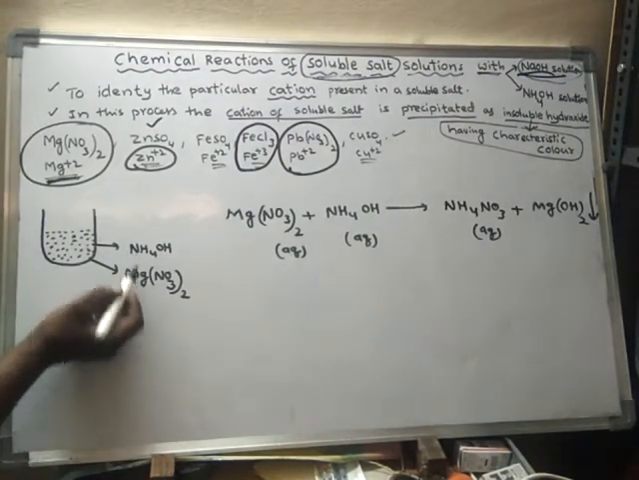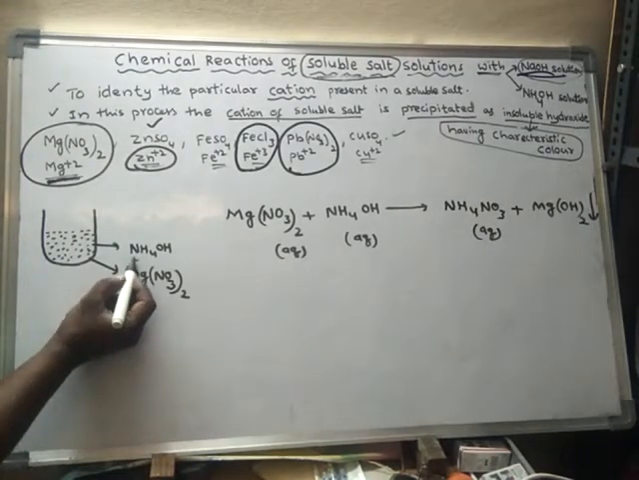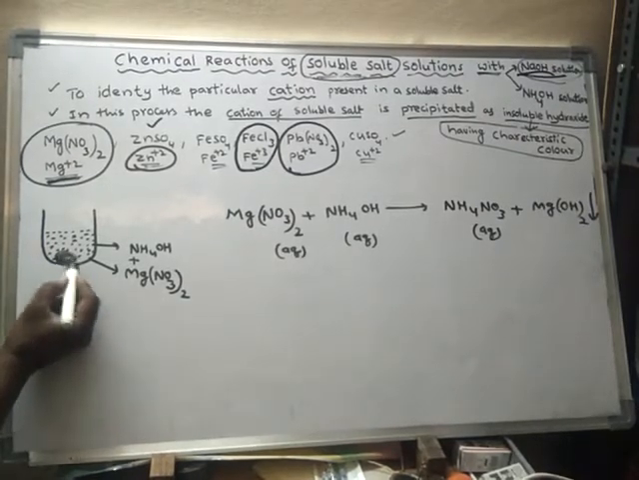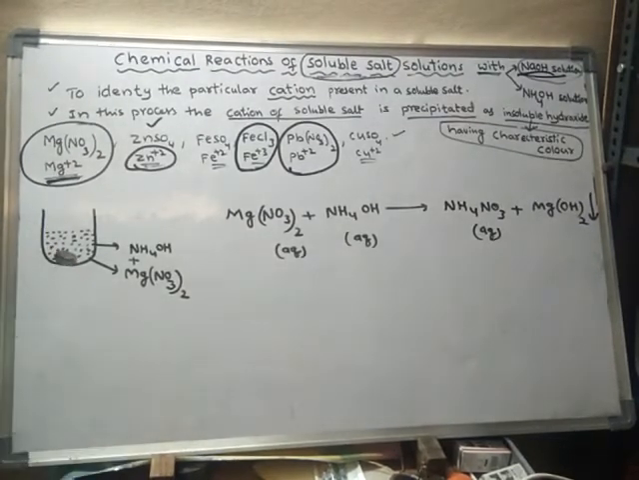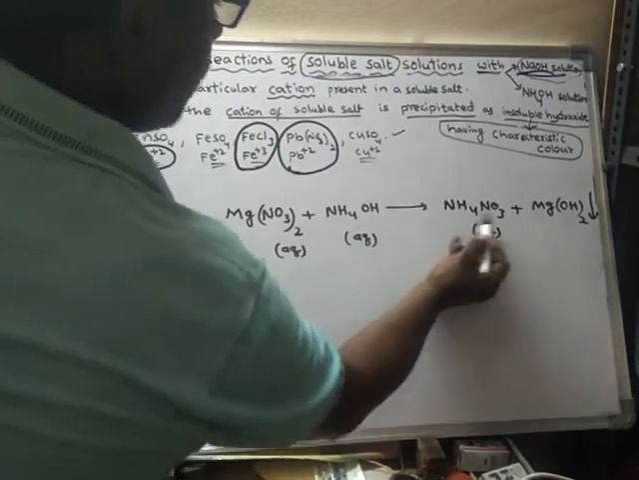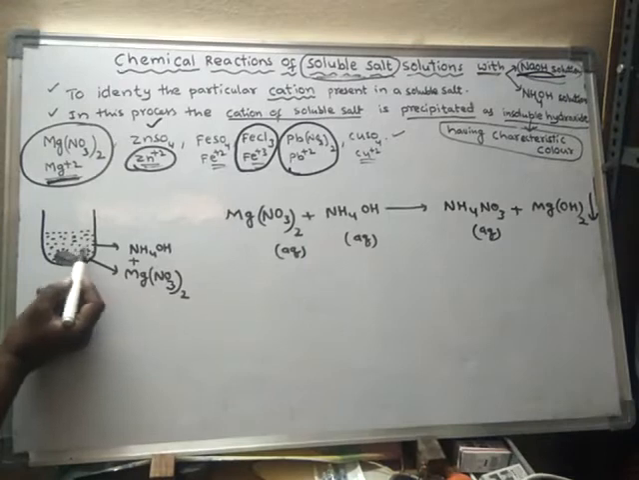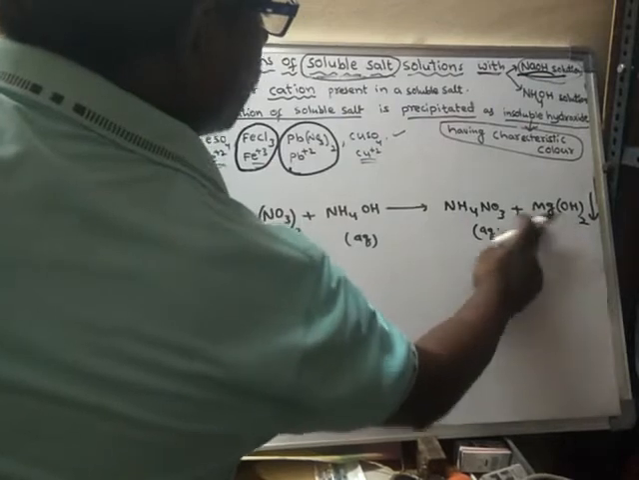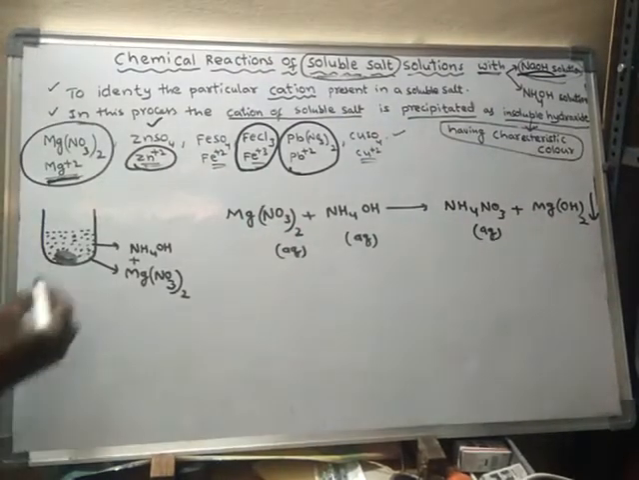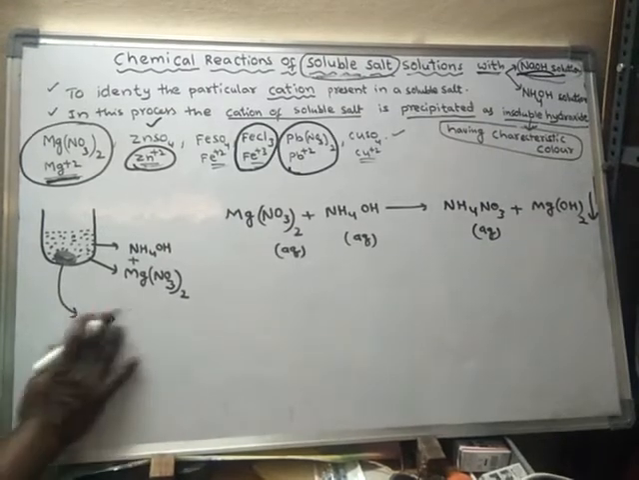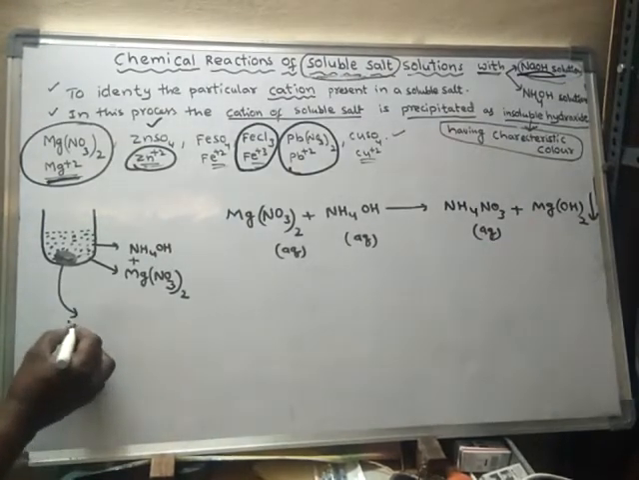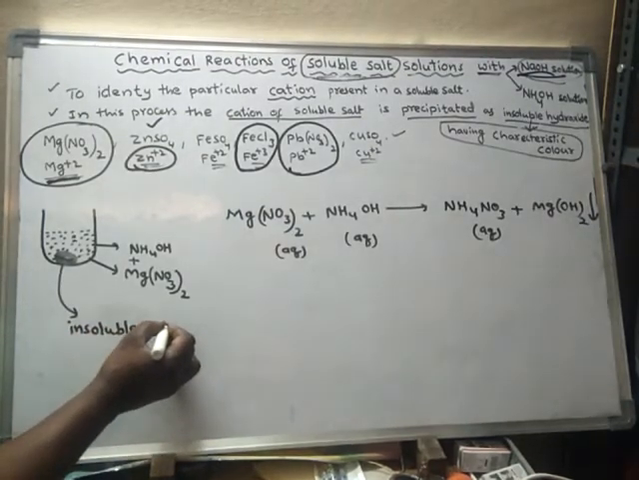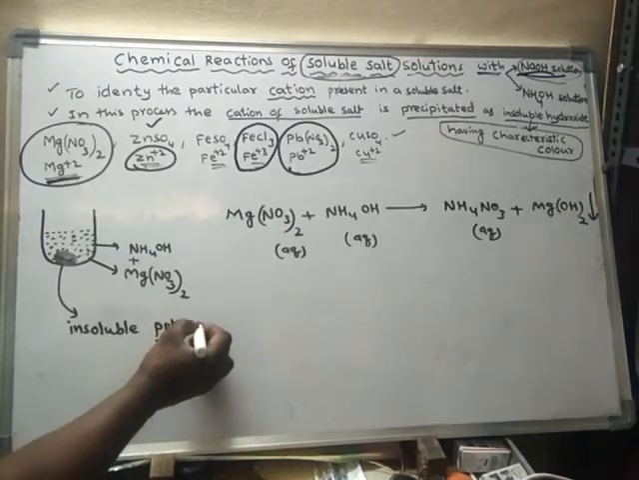So now due to the reaction between these two, what happens? So this one plus this one react with each other. New substances are formed in this test tube. So what is the new substance? Ammonium hydroxide solution, and what is left over in that solution? Magnesium hydroxide. This is now magnesium hydroxide, insoluble precipitate. Insoluble precipitate, PPT means precipitate is formed.